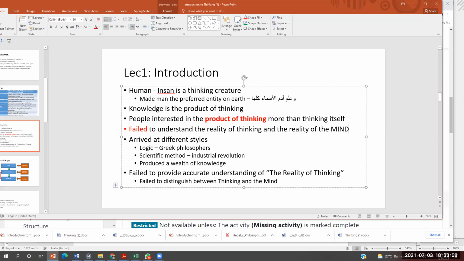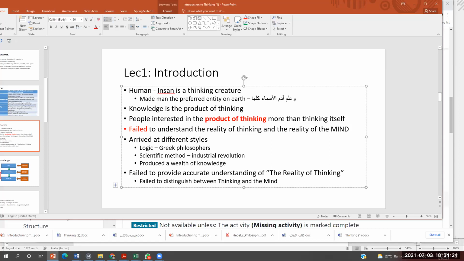We really did not understand that. Many people did not. And I will show that even our top Muslim scholars in the past, philosopher scholars, really hand waved on the issue, but never went deep into the issue to find exactly what this issue of thinking is about. And so they arrived at different styles.